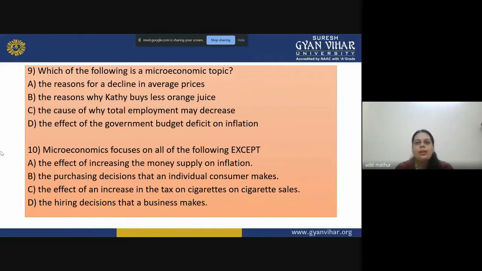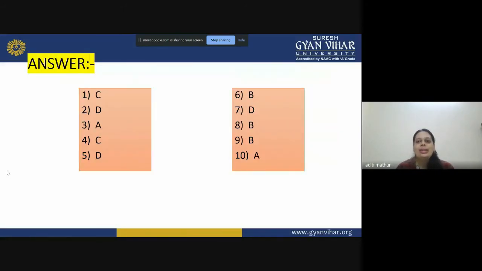So I do hope that you were able to solve all the 10 MCQs. Now let's check the answers to evaluate ourselves on how much we have scored out of 10. So these are the answers. The correct option for question number 1 was C. For question number 2, it's D. For question number 3, it was A. For question number 4, it was C.